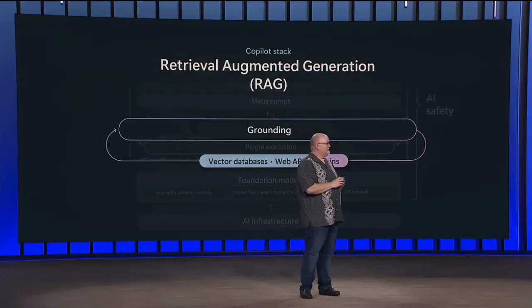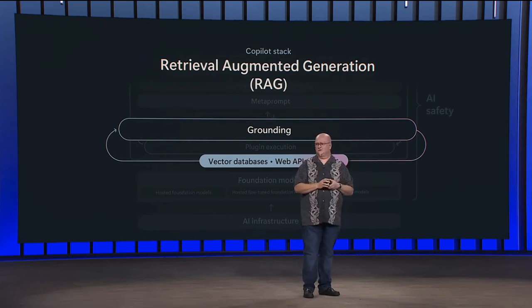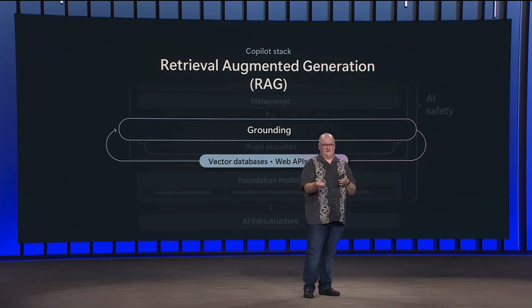Increasingly, people are using vector databases to do retrieval augmented generation. You may take the prompt, compute a set of embeddings for it, and then do a lookup in a vector database that is indexed by those embeddings to get relevant documents for the prompt and give that extra context for the model to give you a better answer. But you may also augment the prompt and do grounding with arbitrary web APIs, and you can even think about using plugins for doing grounding.